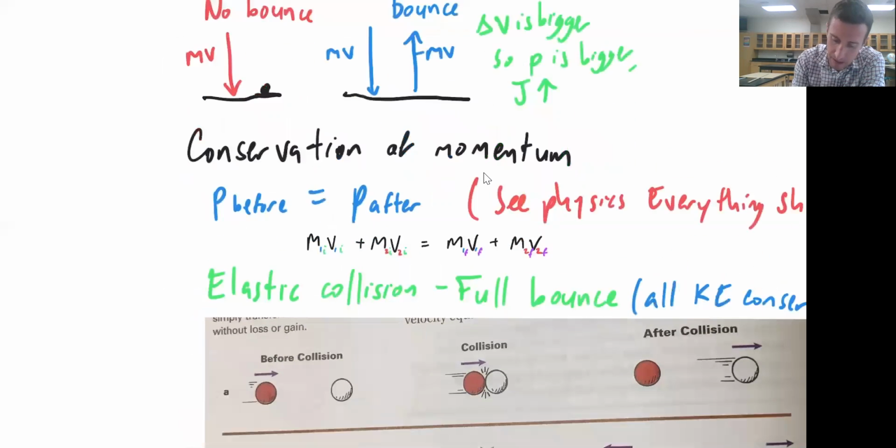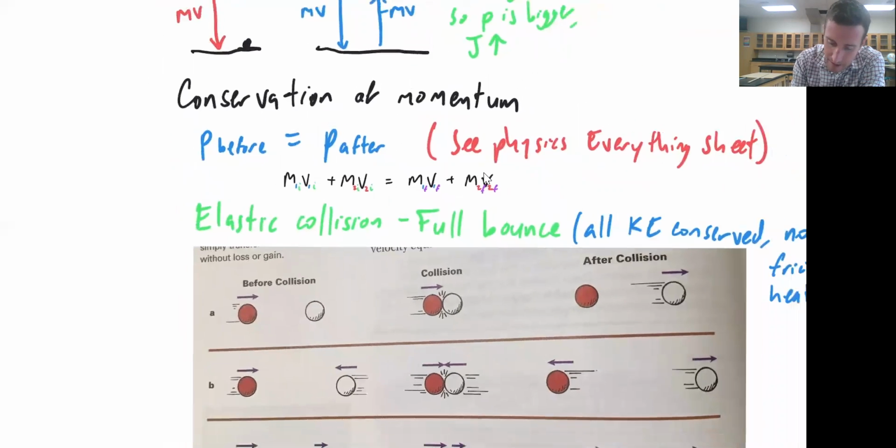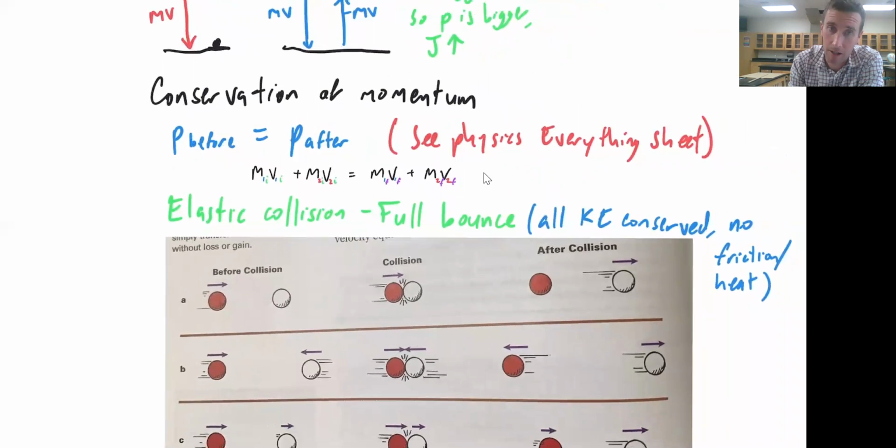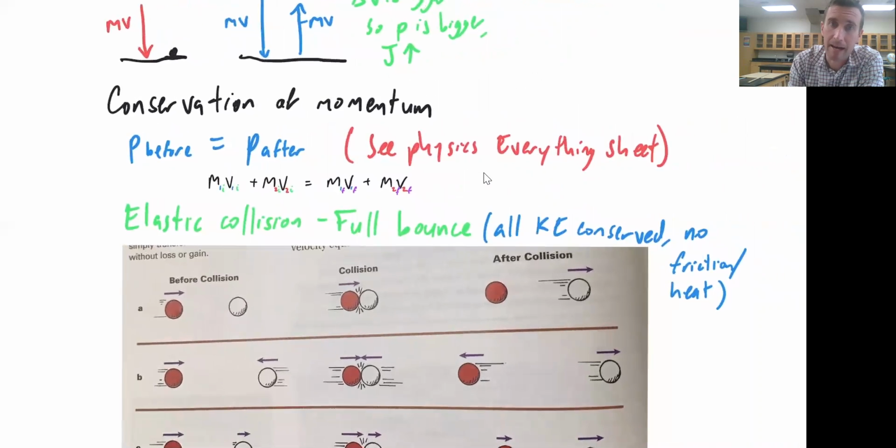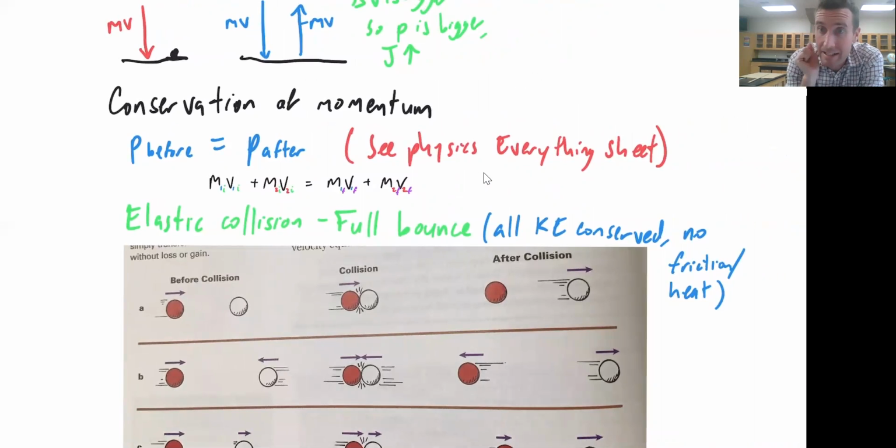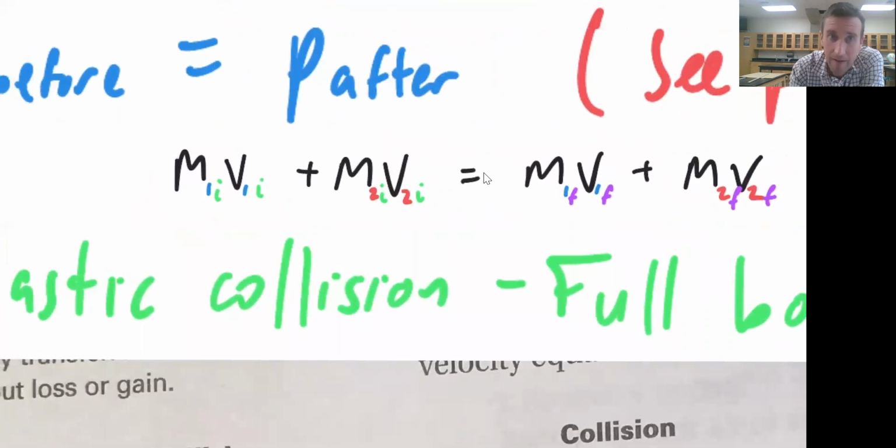Conservation of momentum. Conservation of momentum is the idea that the momentum before a collision is equal to the momentum after a collision. We added something on your physics everything sheet for this, so I would check your physics everything sheet. Basically, it just says the momentum before the collision is equal to the momentum after the collision, and we had a special equation for that.